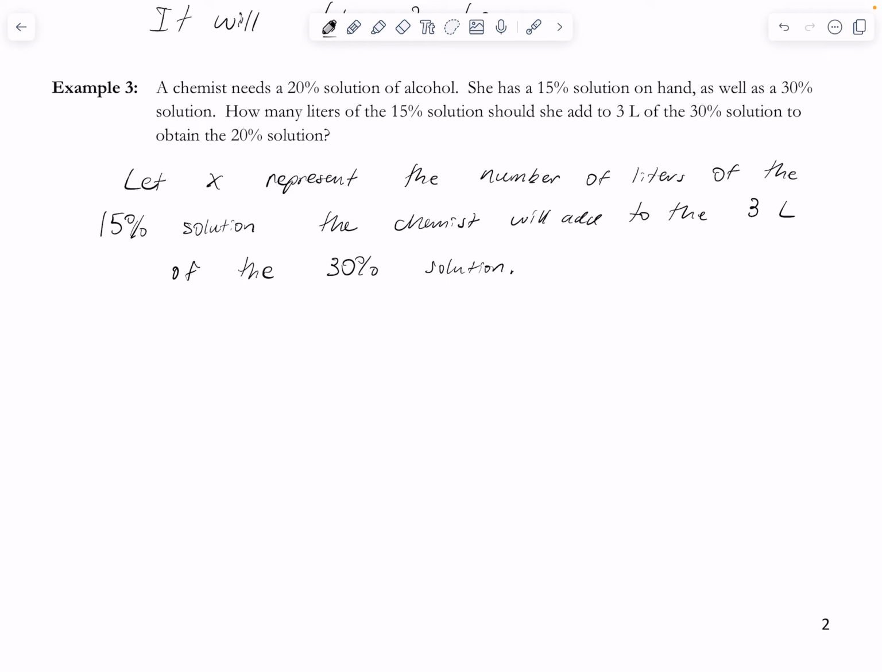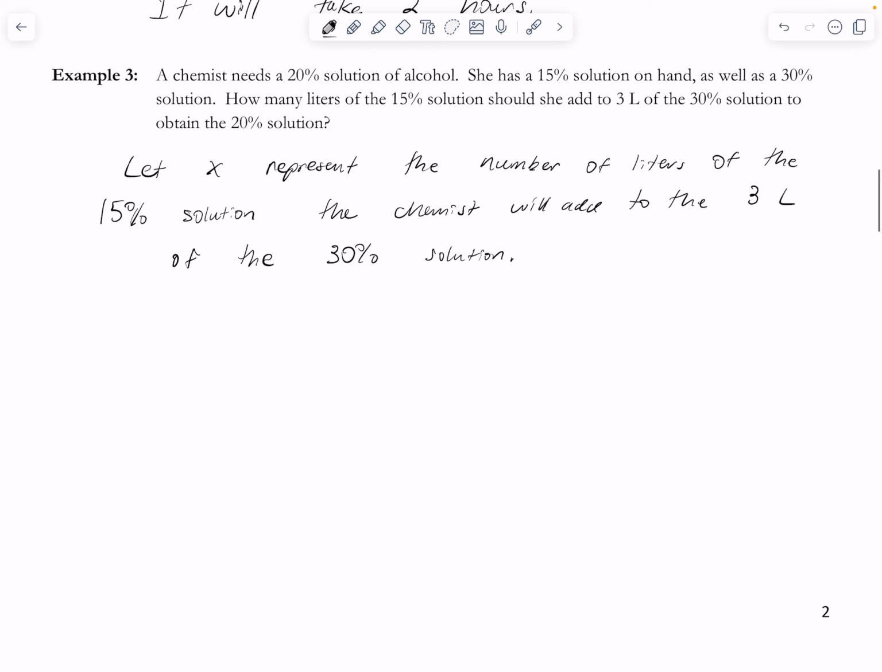Okay, now we know that the amount of alcohol in each solution is obtained by multiplying the volume of the solution by the percentage of alcohol in the solution. So if we know the volume of our container and the percentage of alcohol, we can multiply those together and that will give us the amount of alcohol. So in the 15% solution, we're going to multiply x liters, remember, I don't know that, times 0.15. So we can say that this is 0.15x liters.